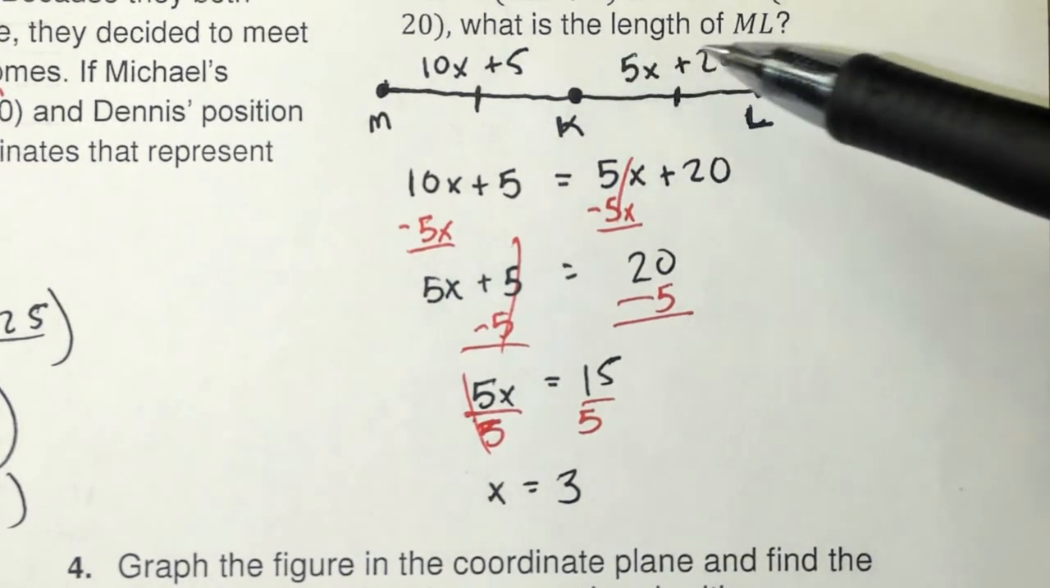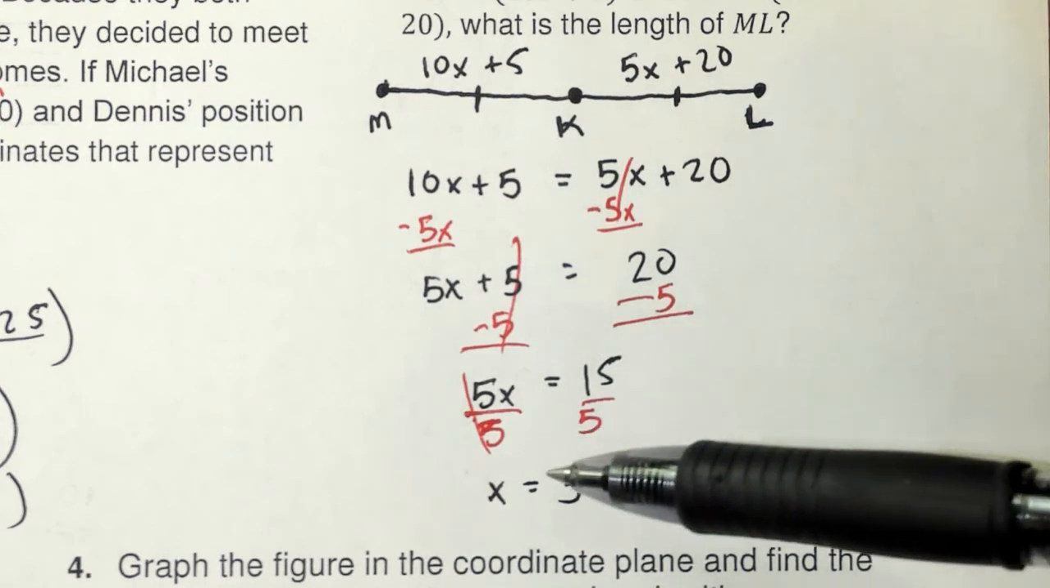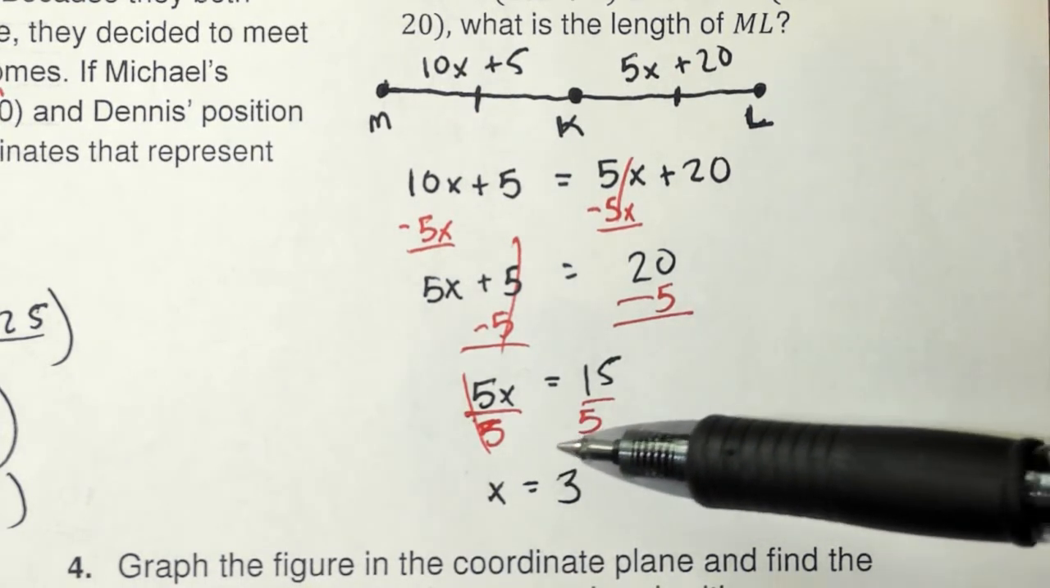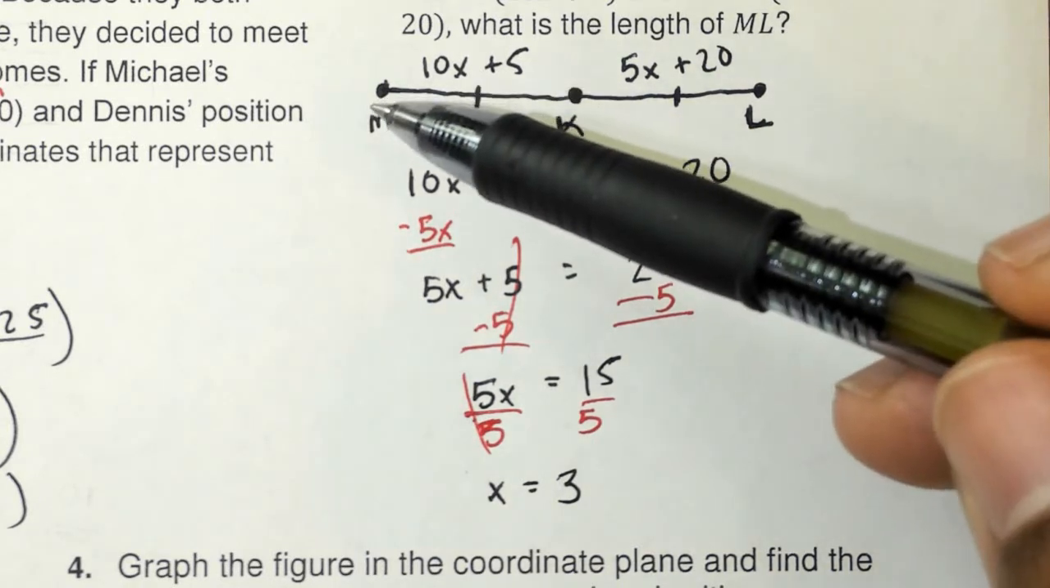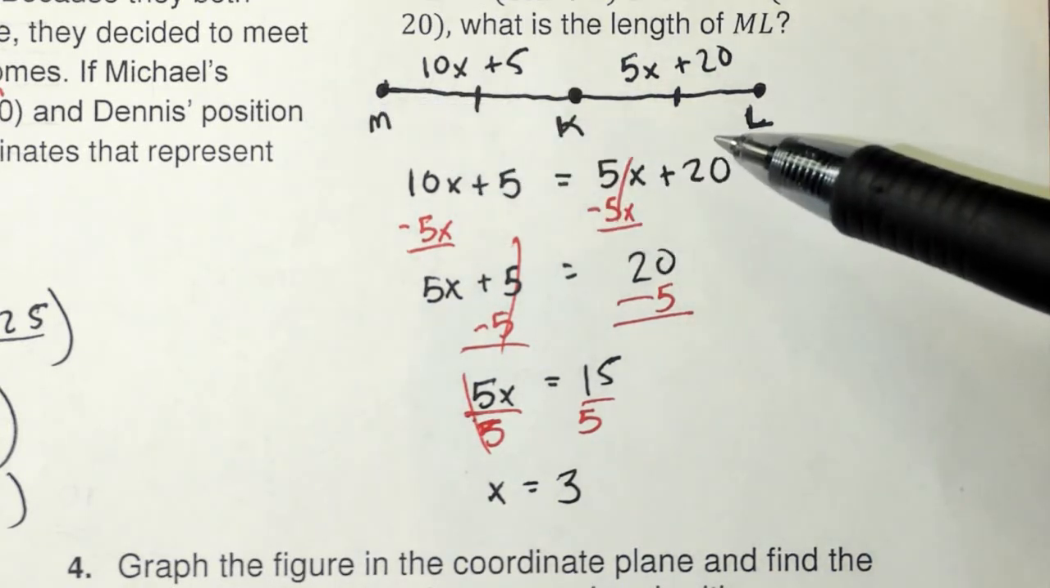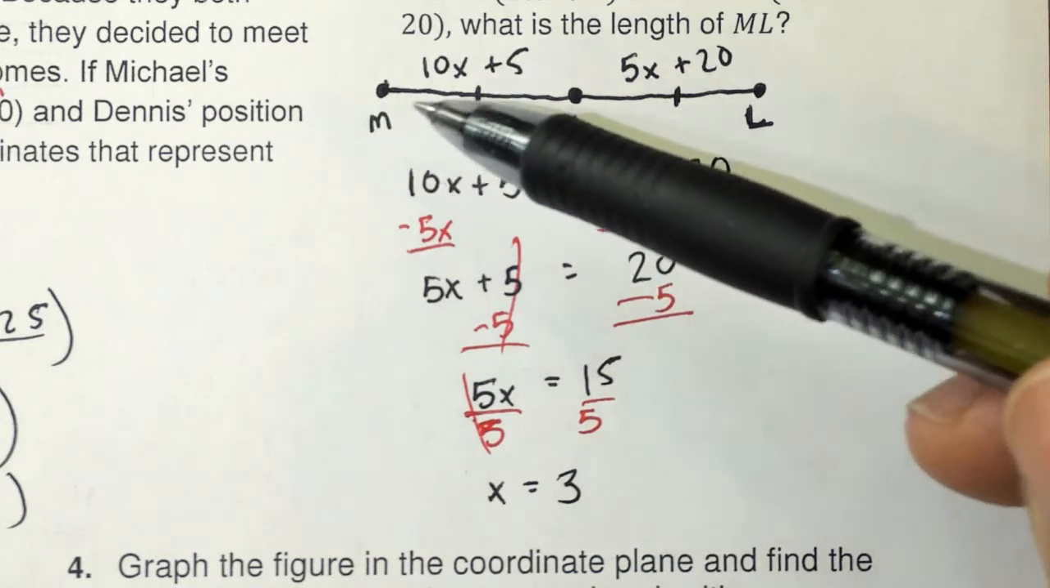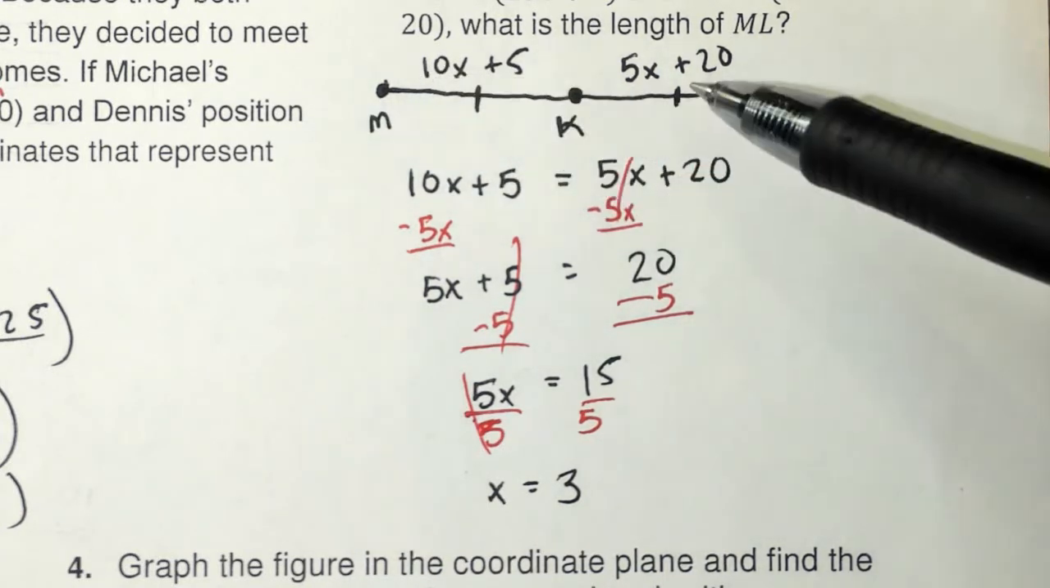The question asks you what is the length of ML. They didn't ask you what the value of x was. You guarantee you need that, yes, but they want to know ML. And on this one, if you draw it out, you'll see that ML is the full thing. So for the full thing, you need to plug in on both sides.